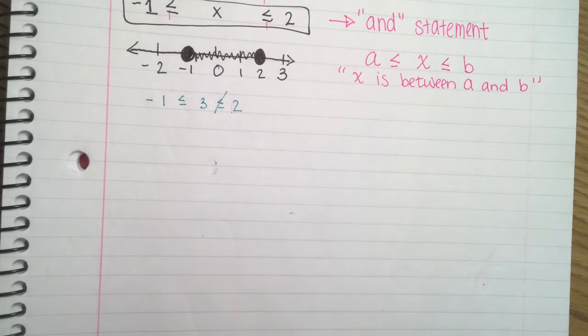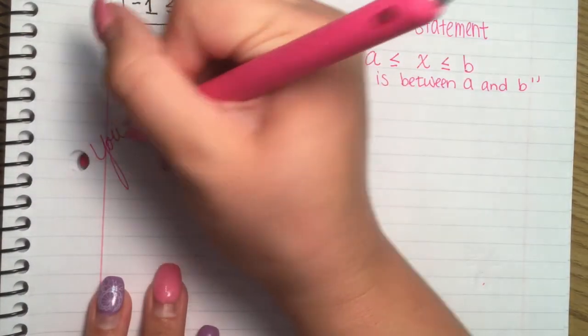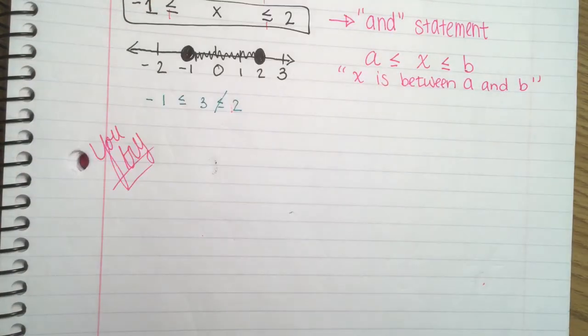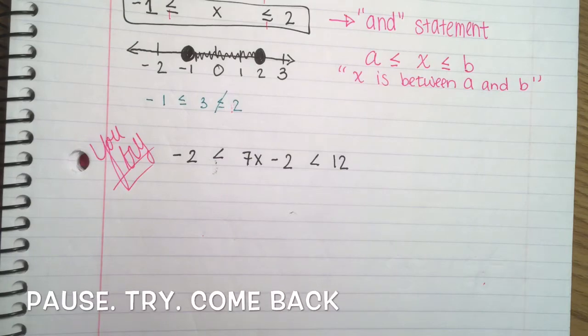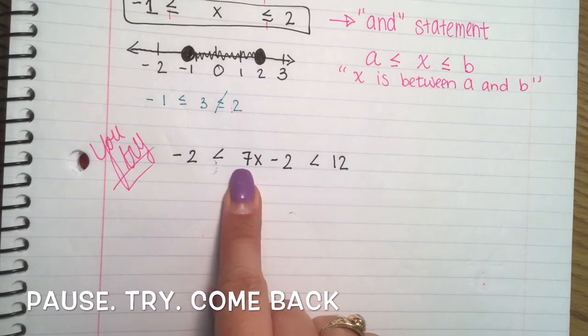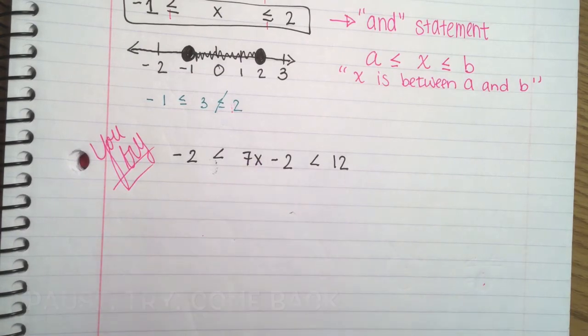It's time for you to try. Ready or not, here it comes. Here's the you try. Go ahead and try this one on your own. Pause the video and come back. This is a 7. I do like to write my 7s with a little line through.